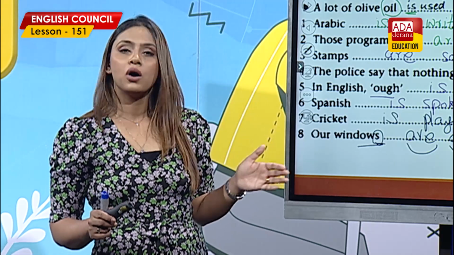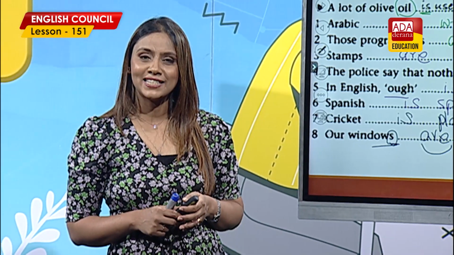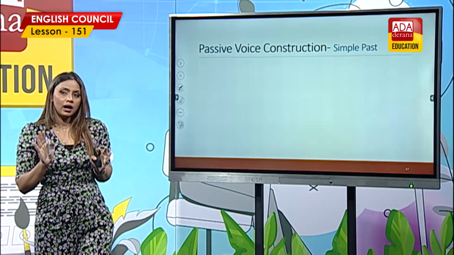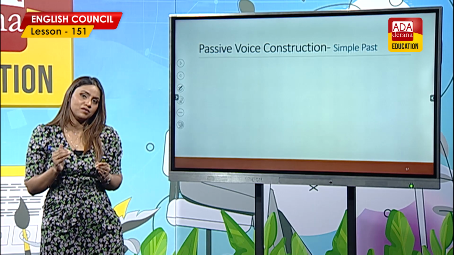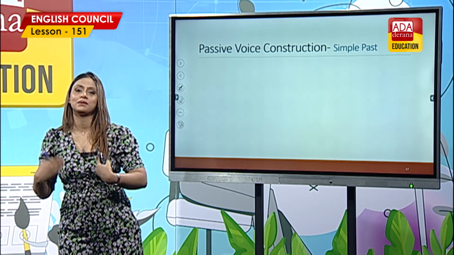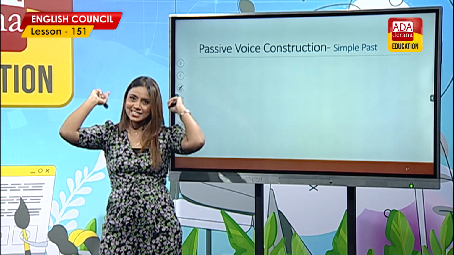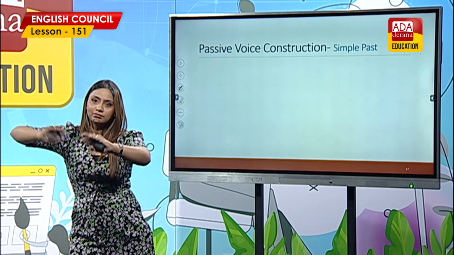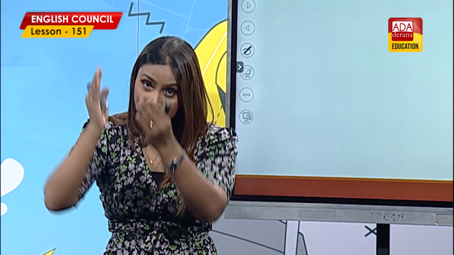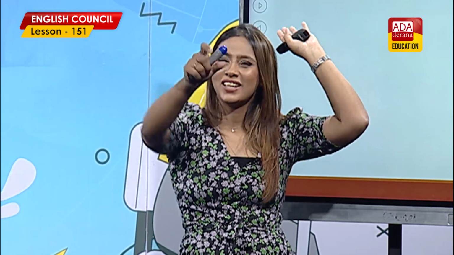We spoke about simple present passive voice yesterday, and today it's about the simple past passive voice. So I'm going to take it from there. The simple present sentence is: I eat a cake. When it is simple past in active voice, what is it? I ate a cake, right? When it is the past, what do you change? The verb. That is active voice. I ate a cake.